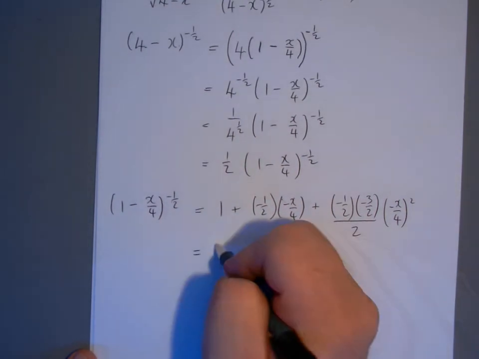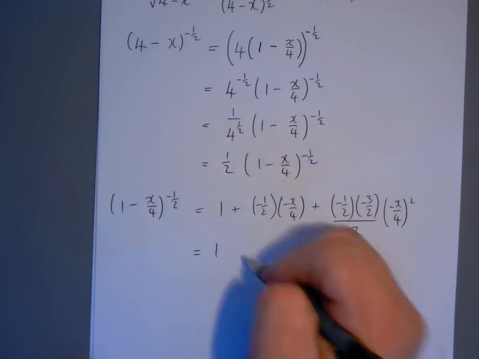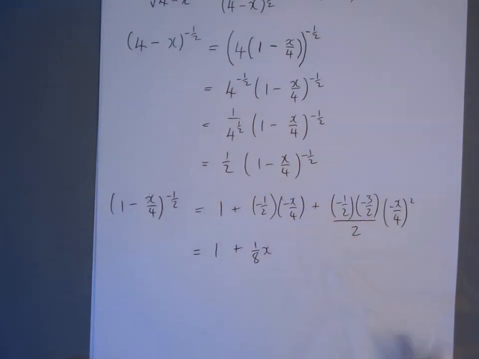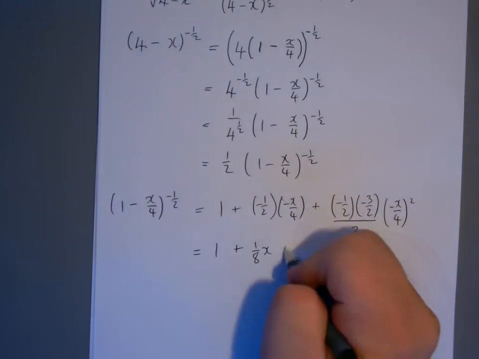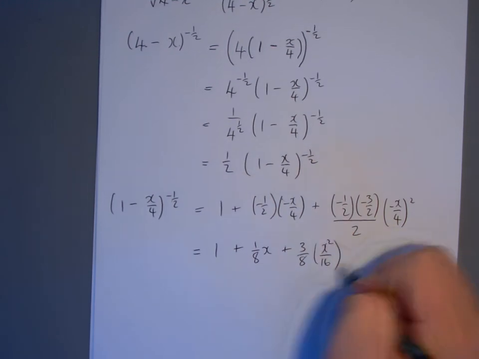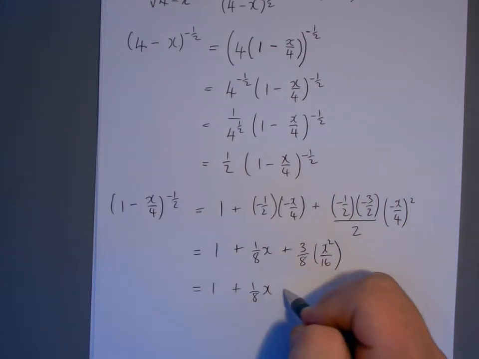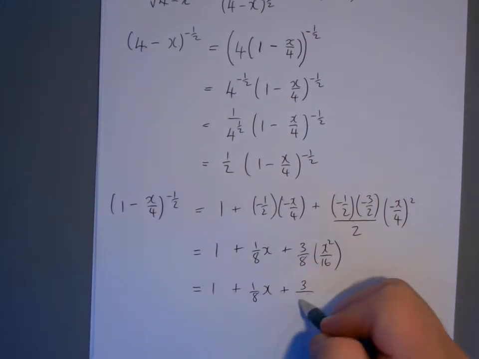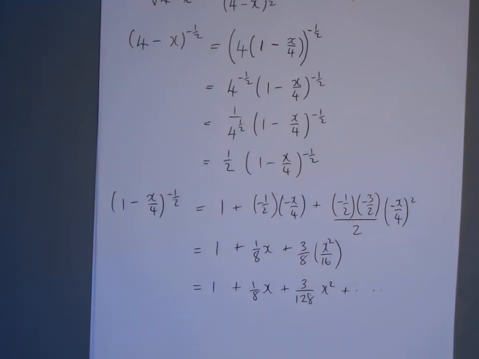So this will be 1 plus, positive, because negative half times negative quarter is positive 1/8 x. Here then, let's take our time on this. Negative times the negative is positive, and that's going to be 3 over 4 divided by 2, which is 3 over 8. Square in there, so you get x squared over 16. Square top, square bottom. So this simplifies then to be 1 plus 1/8 x plus then 3 over 128 x squared. Okay, so there's our first 3 terms expanded. So we've done it.